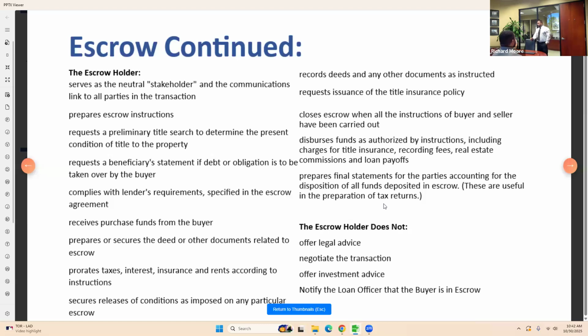And then that might change depending on maybe if they got a different loan rate, or if they're getting a credit from the seller, or whatever it may be. And then at the end of escrow, they're gonna get a final settlement statement. It's gonna show them everywhere the money was dispersed to.